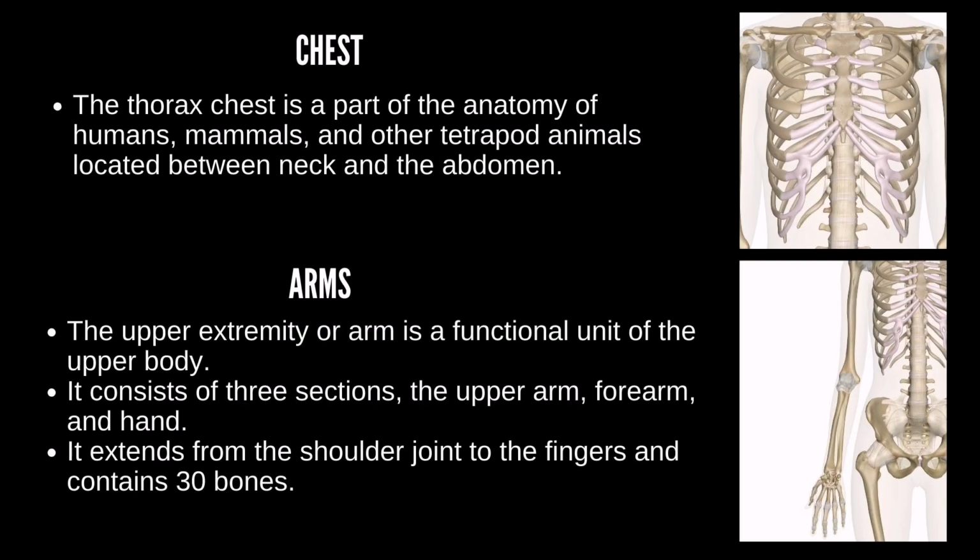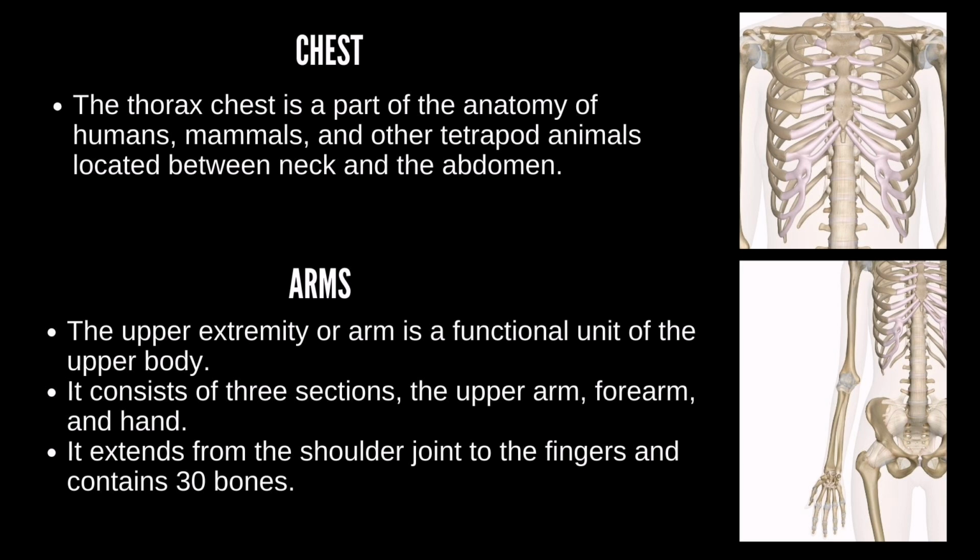Next is your chest. It is located in the region of the thorax, between the neck and diaphragm in the front of the body. So the thorax or chest is a part of the anatomy of humans, mammals, and other tetrapod animals, situated between the neck and abdomen. So your chest holds many important structures for breathing, digestion, blood circulation, and other vital body functions.